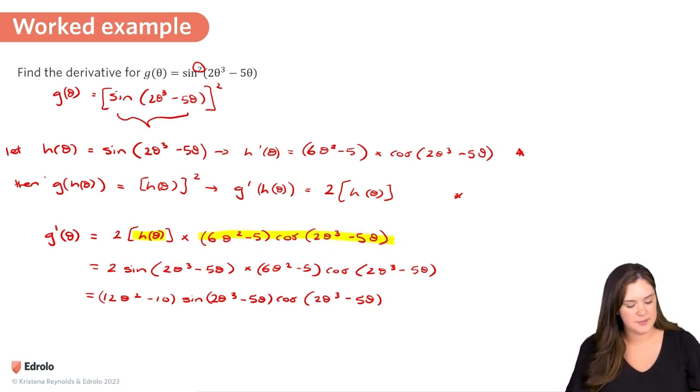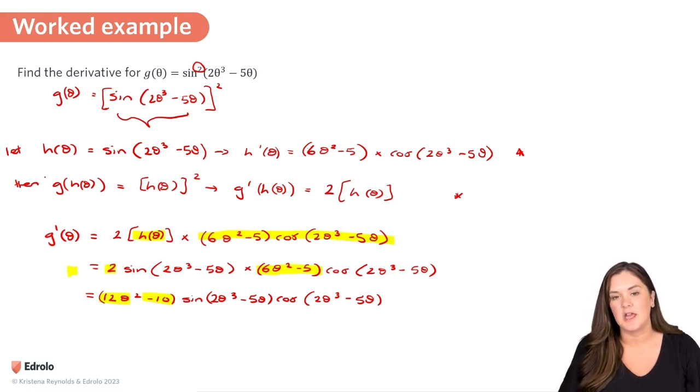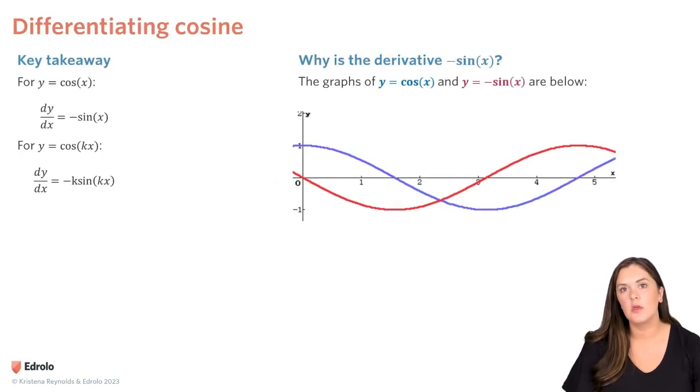So in order to simplify this here, I've got a 2 at the front here of sine, and then this at the front here of cos. So I can multiply those together, and I end up getting 12 theta squared take away 10, and then just multiplying that by the rest of the function. So we end up having 12 theta squared take away 10 multiplied by sine of 2 theta cubed take away 5 theta multiplied by cos of 2 theta cubed take away 5 theta.